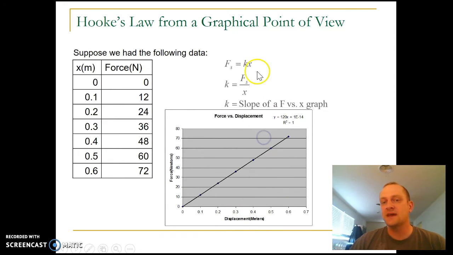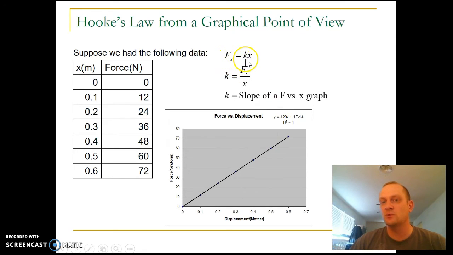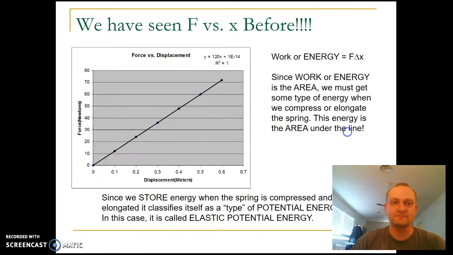So in this case, if we look at Hooke's law, the spring force equals kx. If I divide both sides by x, k is the spring force divided by displacement. Hey, this is my y-axis, this is my x-axis, so the slope of this line is going to give me k. So the spring constant in this case is 120 newtons per meter.